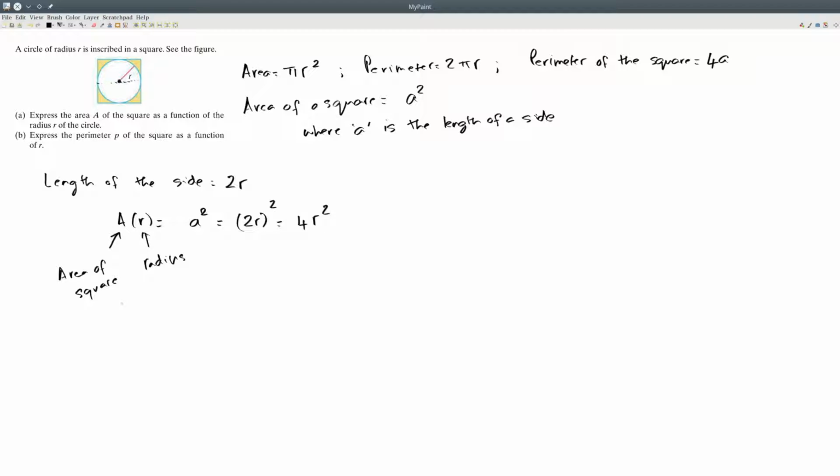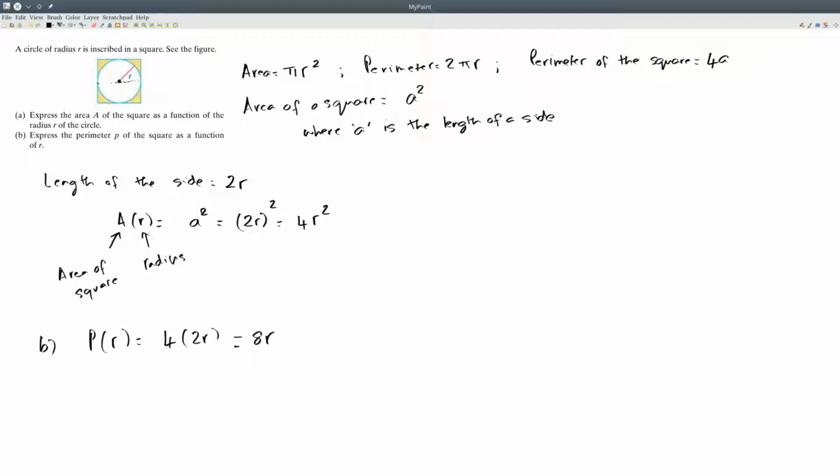Now we'd like to express the perimeter of the square as a function of radius. Let's call perimeter p, so p of r would just be 4 times the sum of all sides of a square. So the length of each side is 2r, so I'm plugging back in this formula the perimeter of the square, which is 4 times a, so I have 4 times 2r, you'll get 8r.